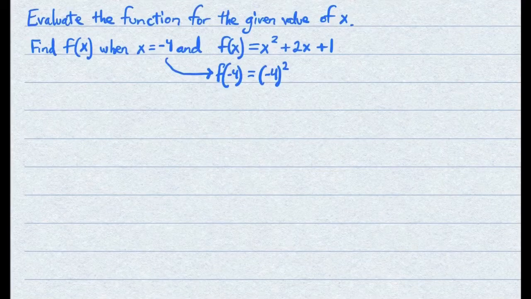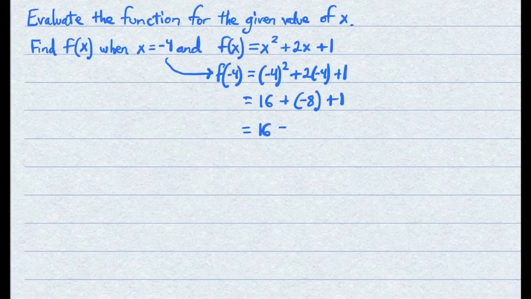So going back to the question, make sure you keep the negative numbers in parentheses. 2 times -4 plus 1. So when you simplify this, you get 16 plus -8 plus 1. And now you can simplify this a little more. 16 minus 8 plus 1, which becomes 8 plus 1.